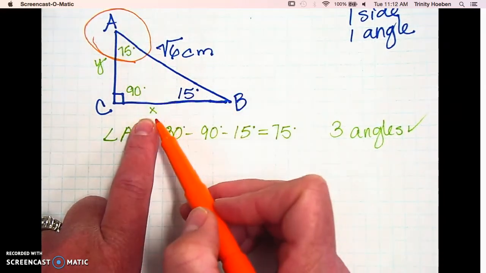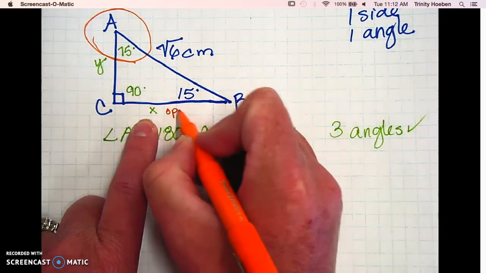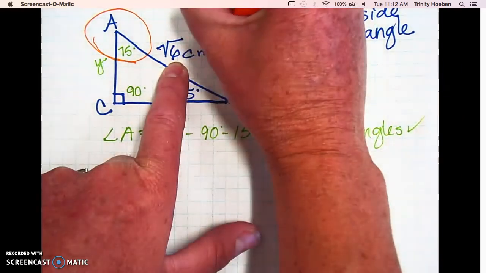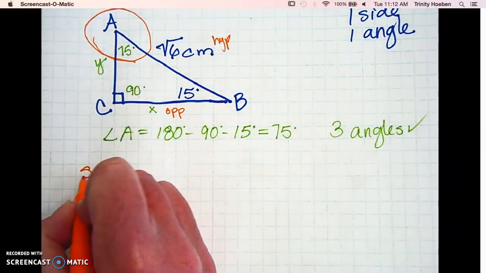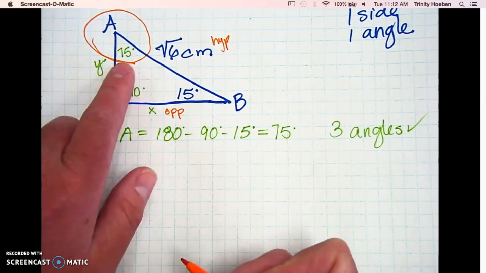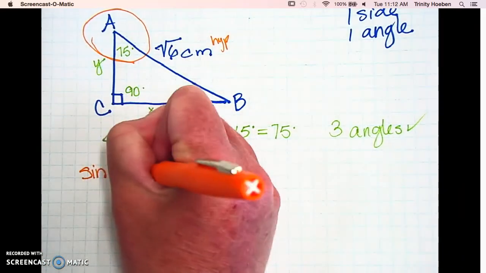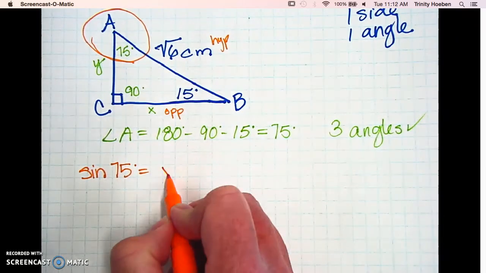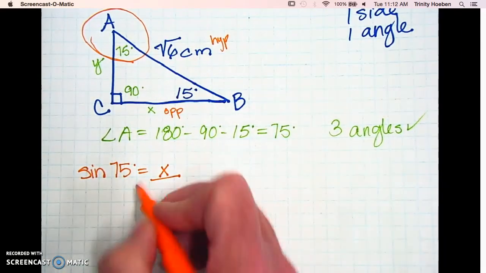So from angle A, is that opposite, adjacent, or hypotenuse? Opposite. And obviously this is the hypotenuse. So which trig function uses opposite and hypotenuse? Sine. So I'm going to say the sine, and this time we know the angle measure is 75 degrees, so we just write it, is equal to the opposite, we don't know it yet, so we fill in our X, over the hypotenuse, which is the square root of 6.